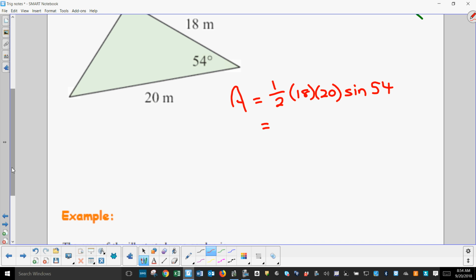And then it nicely goes in the calculator. You know how to make nice fractions, so you could go alpha y equals and put in a half. If you're in a rush, I just put 0.5. I put 0.5, brackets, 18, close bracket, open bracket, 20, close bracket, sine, whatever that thing was, 54.